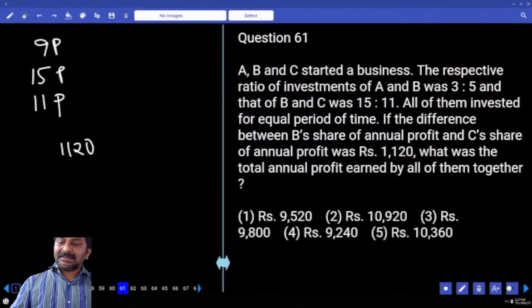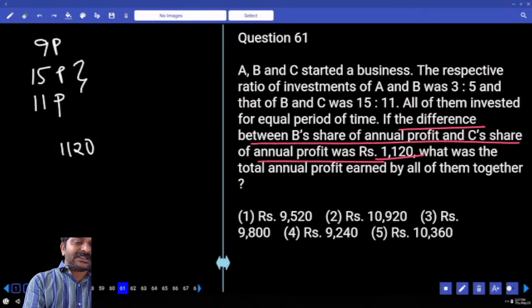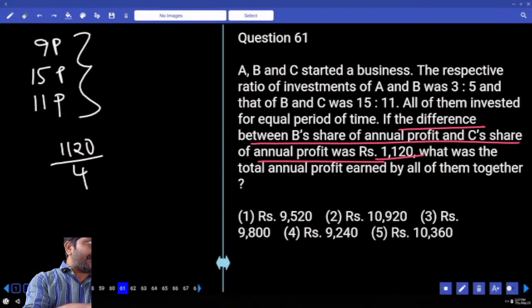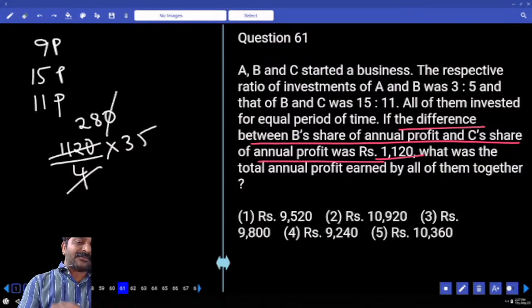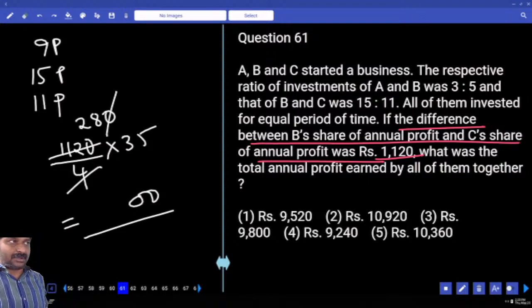1120 is the difference between B's share and C's share. The difference in terms of parts is 4 parts. One part is equal to 1120 by 4. Total profit is 35 parts, 35 into 1120 by 4. 28 times we have, and then a 0. Because of the 10 there will be a 0. An even number multiplied by 5 will give you one more 0. That means the answer should have 2 zeros. There is only one.